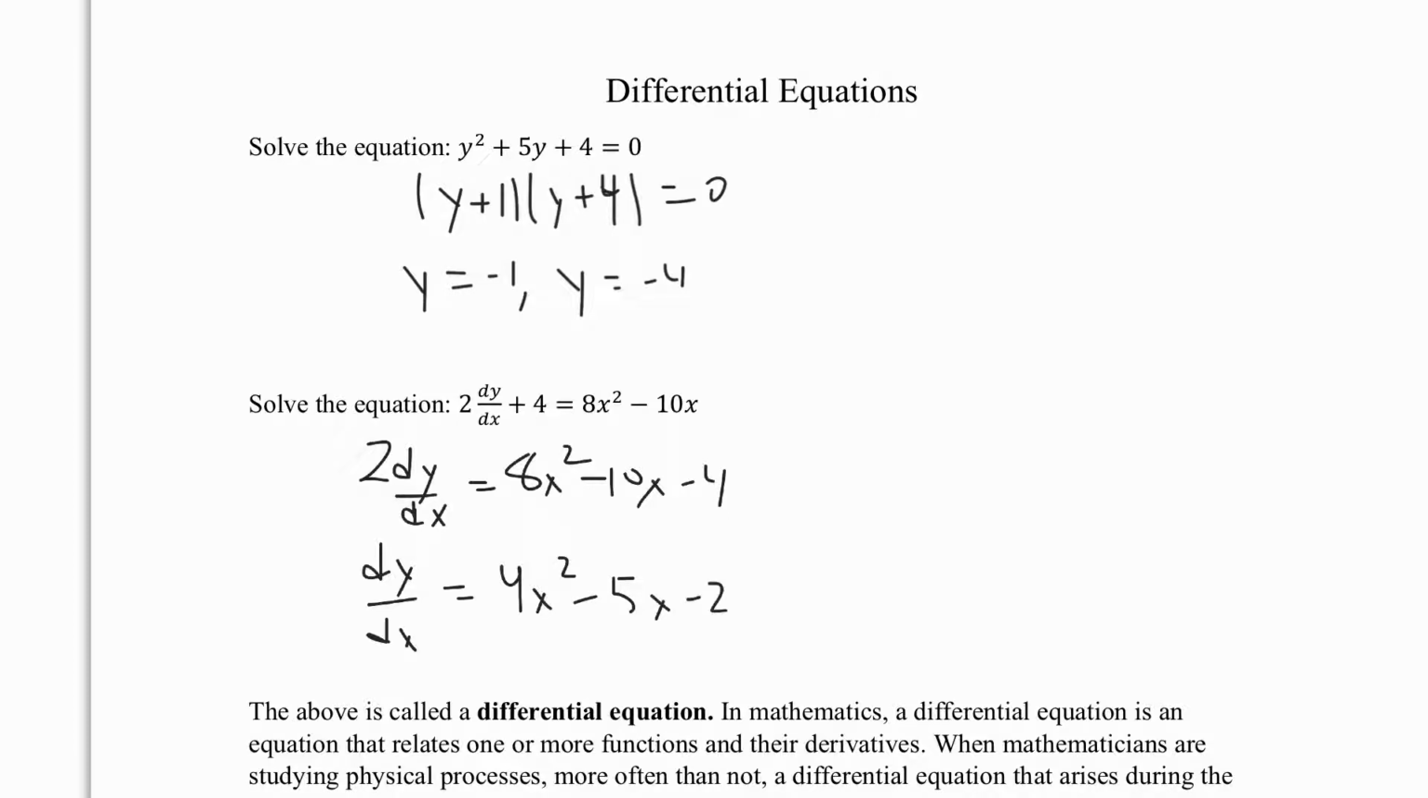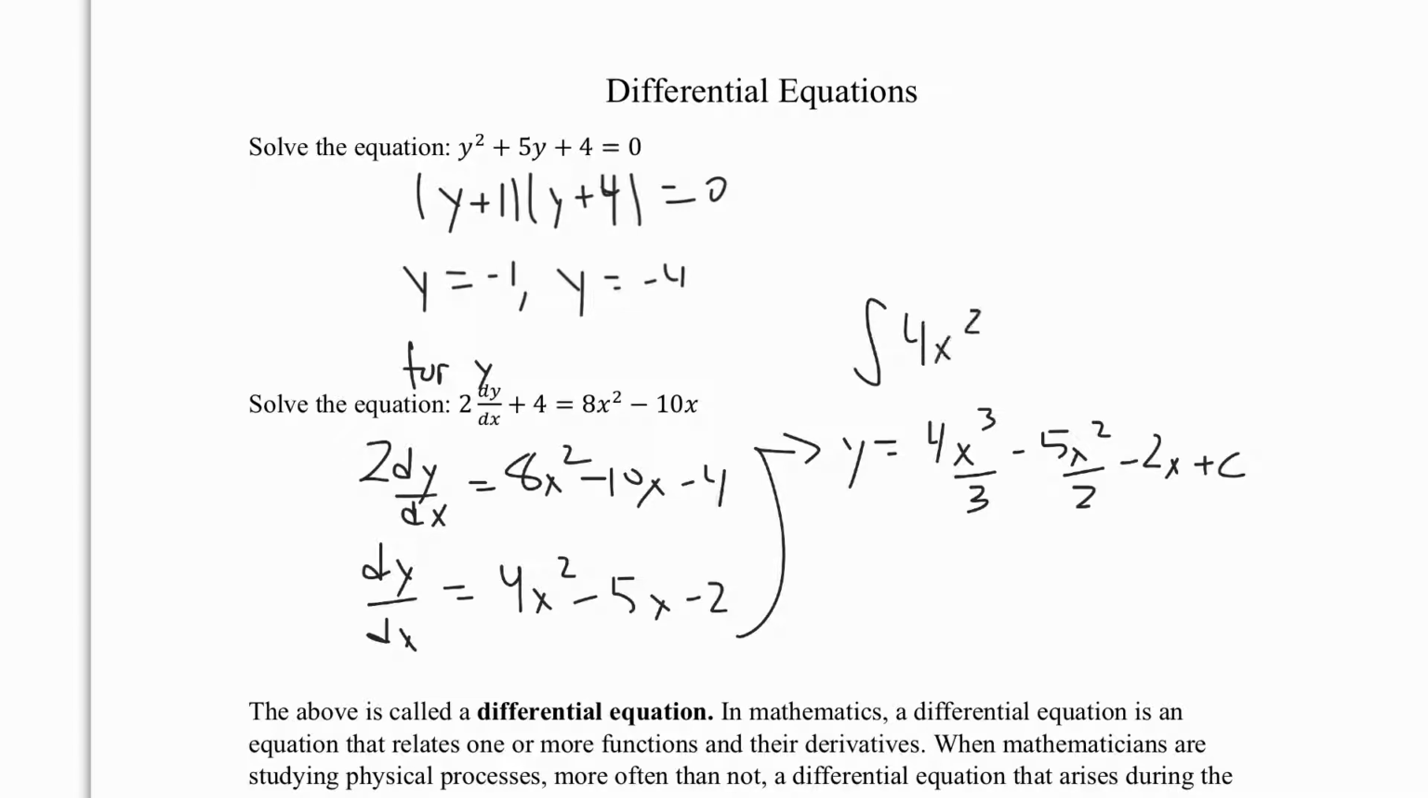But we don't want to just find dy/dx. We want to solve the equation, we want to solve for y. We want y equals. Well, to get rid of the derivative, we have to do the integral. So y would be equal to 4x cubed over 3 minus 5x squared over 2 minus 2x plus C. So to go from here to here, we did the integral of 4x squared minus 5x minus 2 dx, which gave us what we have here.